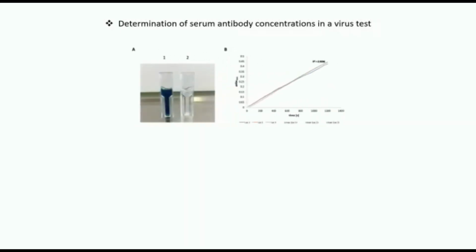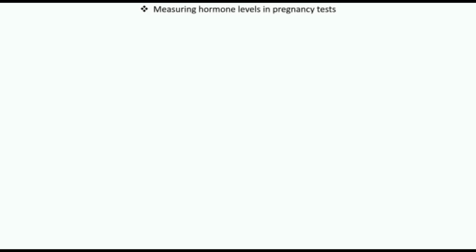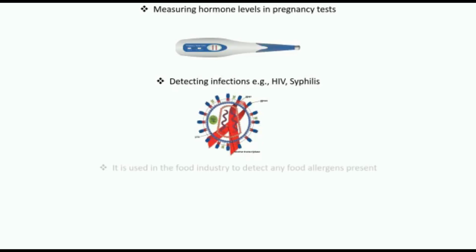It is used in the determination of serum antibody concentrations in a virus test. Screening of donated blood for evidence of viral contamination. It is also used to measure hormone levels, as in the case of pregnancy tests. It is used to detect infections like HIV, syphilis, and other sexually transmitted diseases. It is also used in the food industry to detect any food allergens.